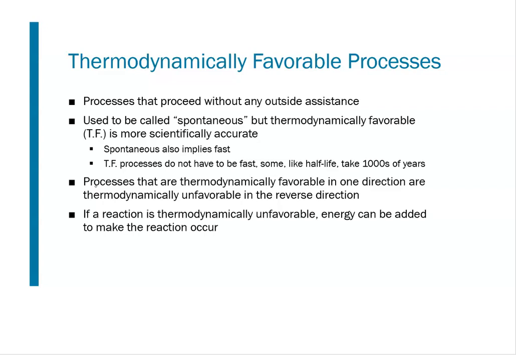For example, half-life reactions take thousands of years, millions of years, and those are thermodynamically favorable. They just happen really slowly. So that's why we don't use spontaneous anymore. If something is a reversible reaction, this is kind of logical. If it's thermodynamically favorable in one direction, then it's unfavorable in the opposite direction. And just because a reaction is unfavorable does not mean it will not occur. It just means that we have to add some energy to it, and then we can perhaps get that reaction to happen.